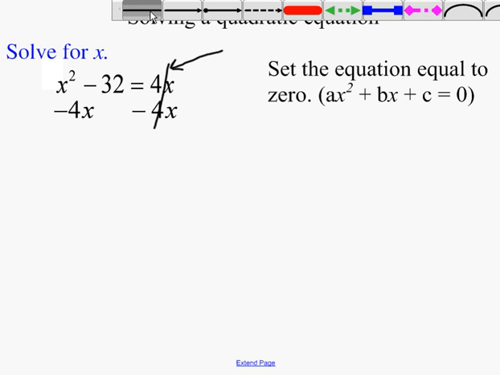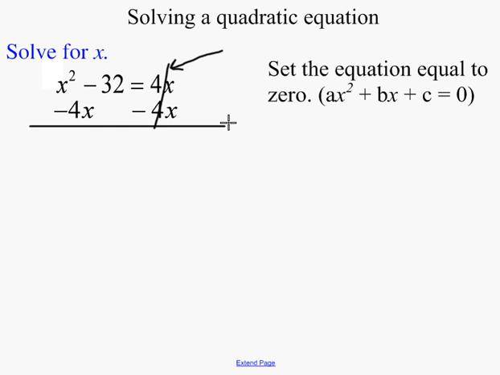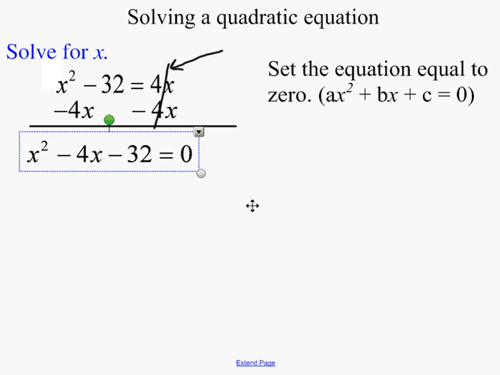Now, one thing to keep in mind is this negative 4x here is not a like term with the x squared, and it's not a like term with the negative 32, so I can't combine them. Okay, so I end up getting x squared minus 4x minus 32 equals 0. So my first step is done. Set it equal to 0.